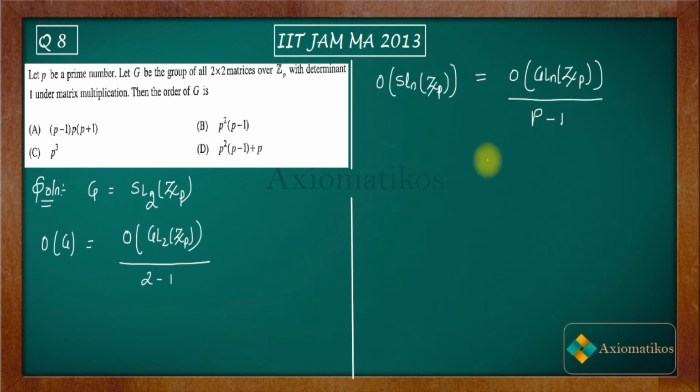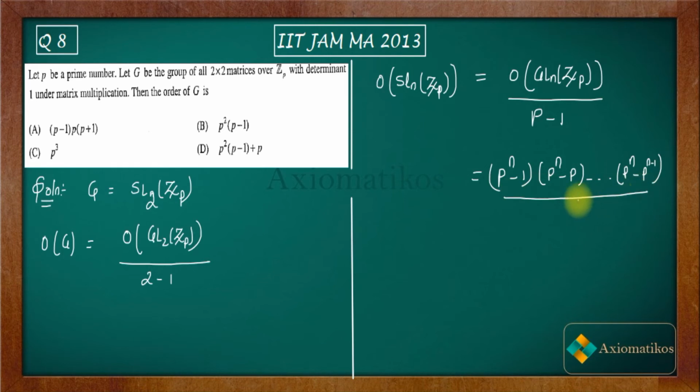Now what is the formula to determine the order? It's very simple: (P^n minus 1)(P^n minus P) up to (P^n minus P^(n minus 1)), over P minus 1, right? So this is your formula. Now you got this formula, so just apply it.